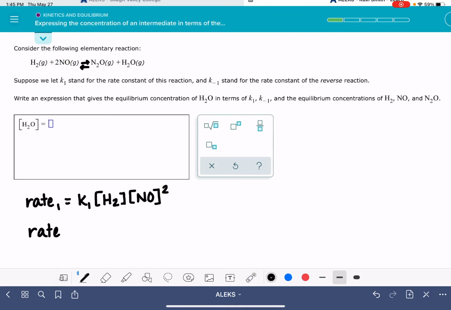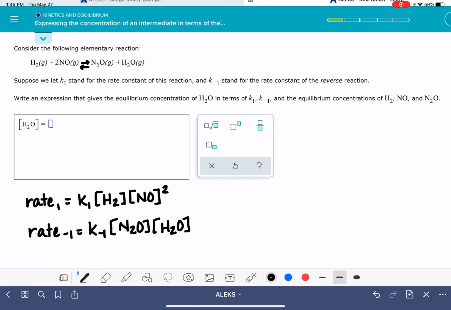And then we're going to write the same thing for the back reaction. For the back reaction, we're going to call that rate minus 1. The rate constant for the back reaction is going to be K minus 1. For the back reaction, which moves from the right side to the left side, these are the products of the reaction. So we have N2O and we have H2O, both of them with a stoichiometric coefficient of 1.